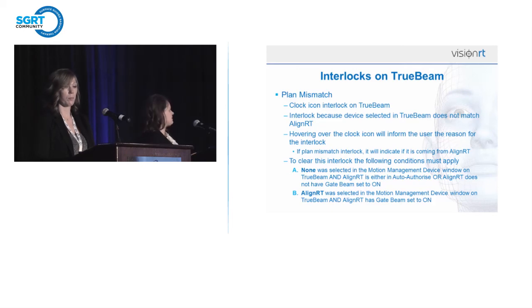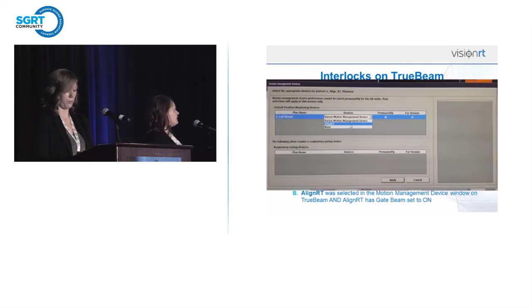In the motion management device window on TrueBeam, we have the selection of AlignRT and none. The only time we want to select AlignRT is when we're going to use it for beam hold. So when we select AlignRT on TrueBeam, gate beam has to be on, otherwise we'll never let you beam on.